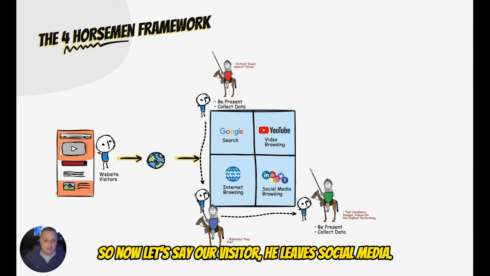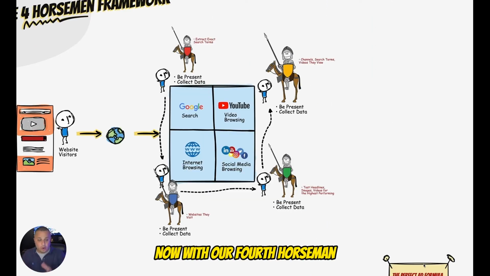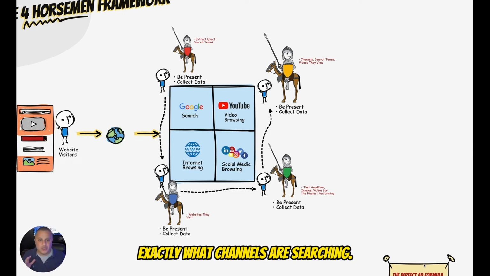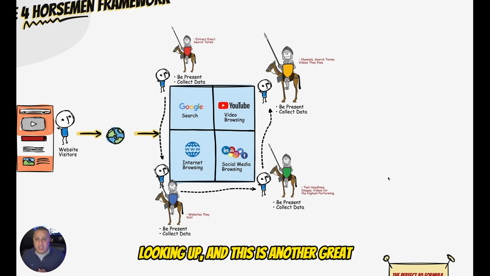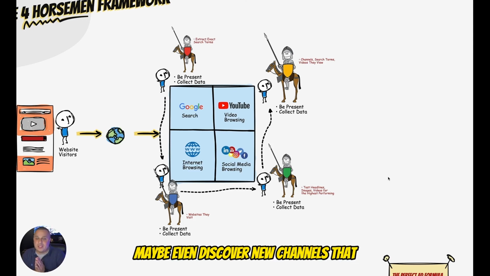Now let's say our visitor leaves social media and also travels to YouTube. With our fourth horseman established inside of YouTube, we can see exactly what channels they're searching, what search terms they're looking up, even what videos they're looking up. This is another great place where I can collect this data. I'm also present for my retargeting, but it gives me the ability to even discover new channels where my other ideal clients are going.